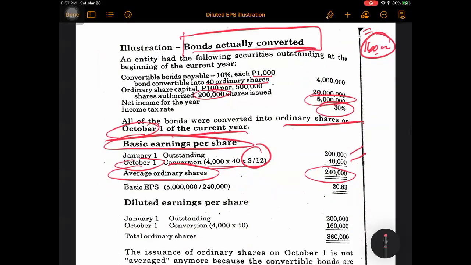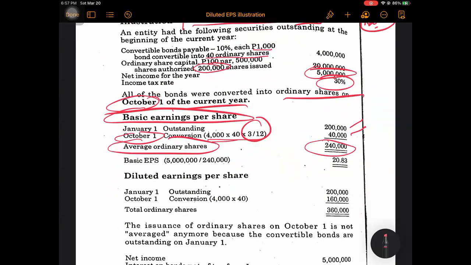So in this case, you have 5 million net income, divided by the 240,000 average ordinary shares. So you have basic earnings per share of 20.83. Di ba, may changes sa computation? Why? Because there is actual conversion of the bonds. Okay, how about the diluted earnings per share?